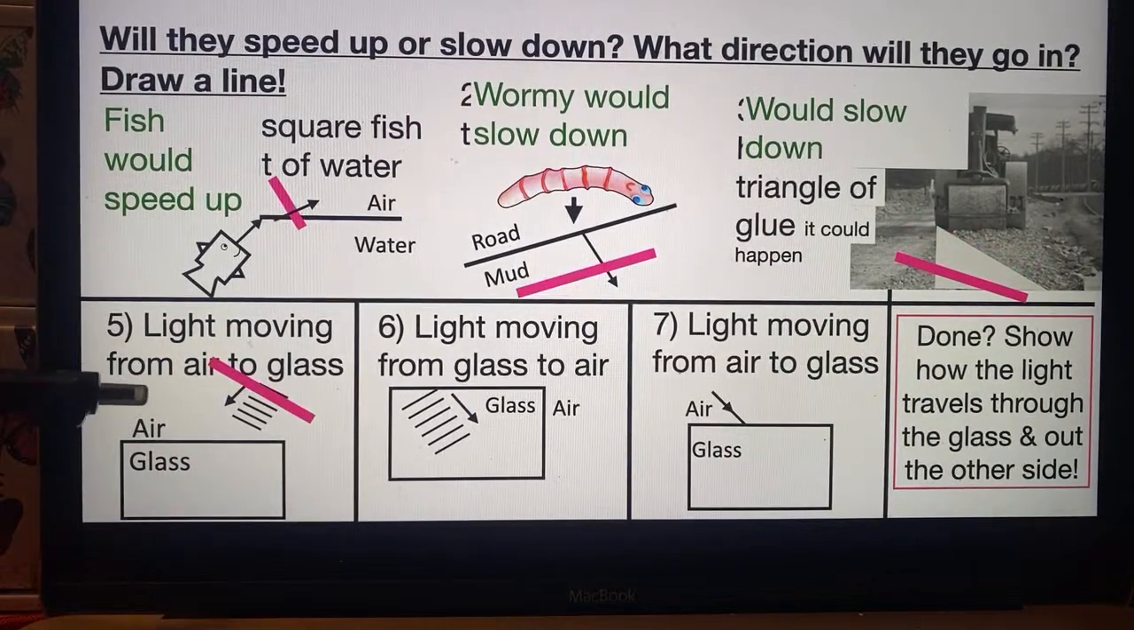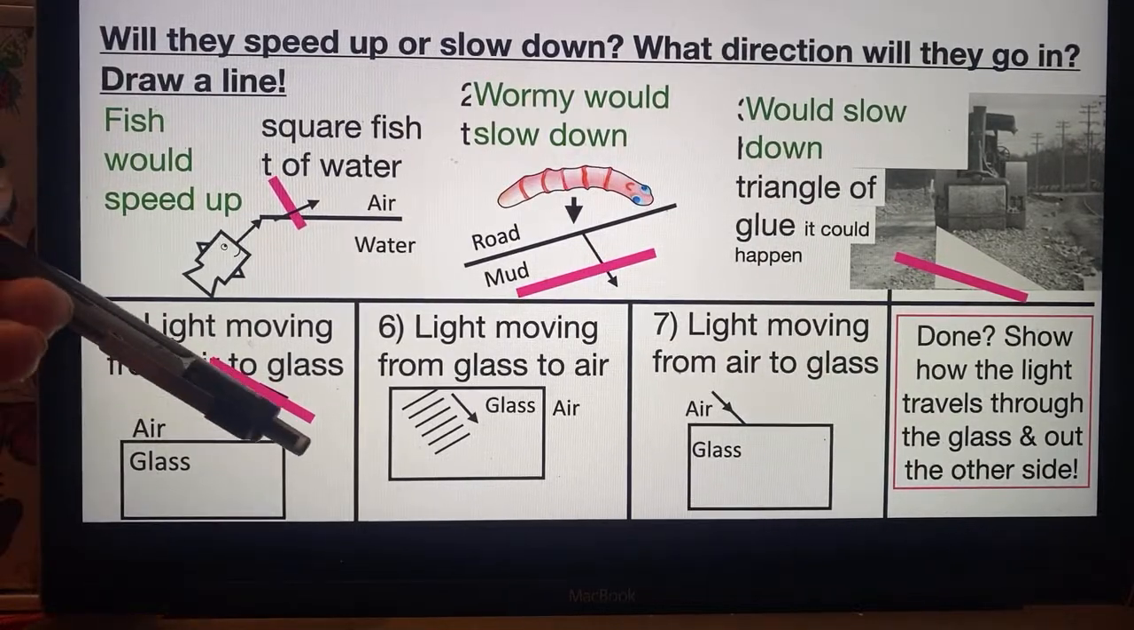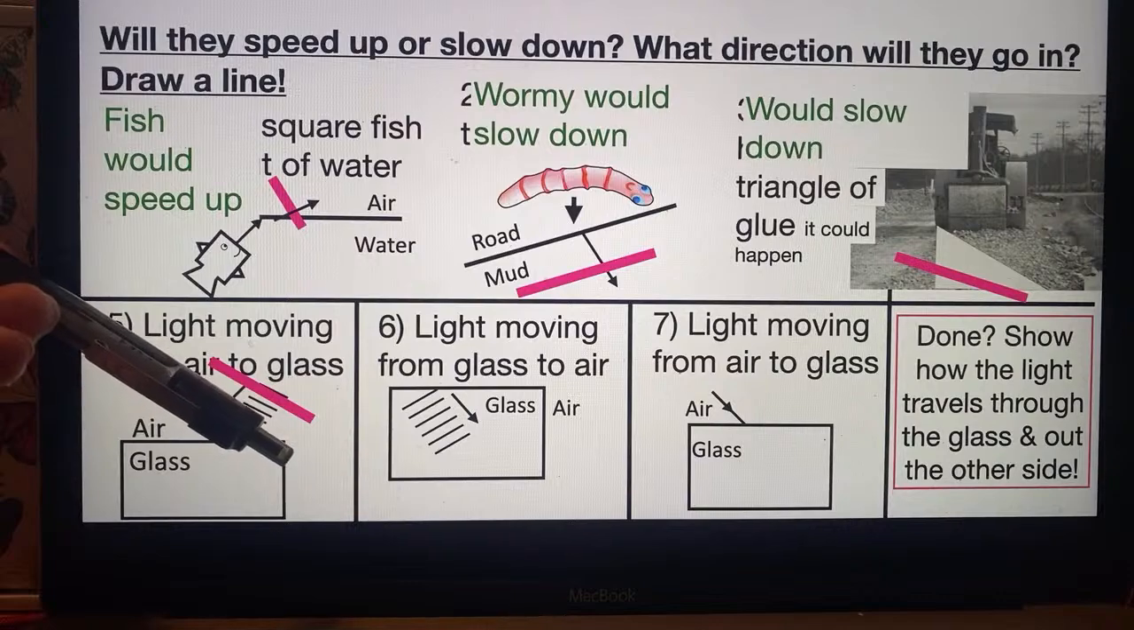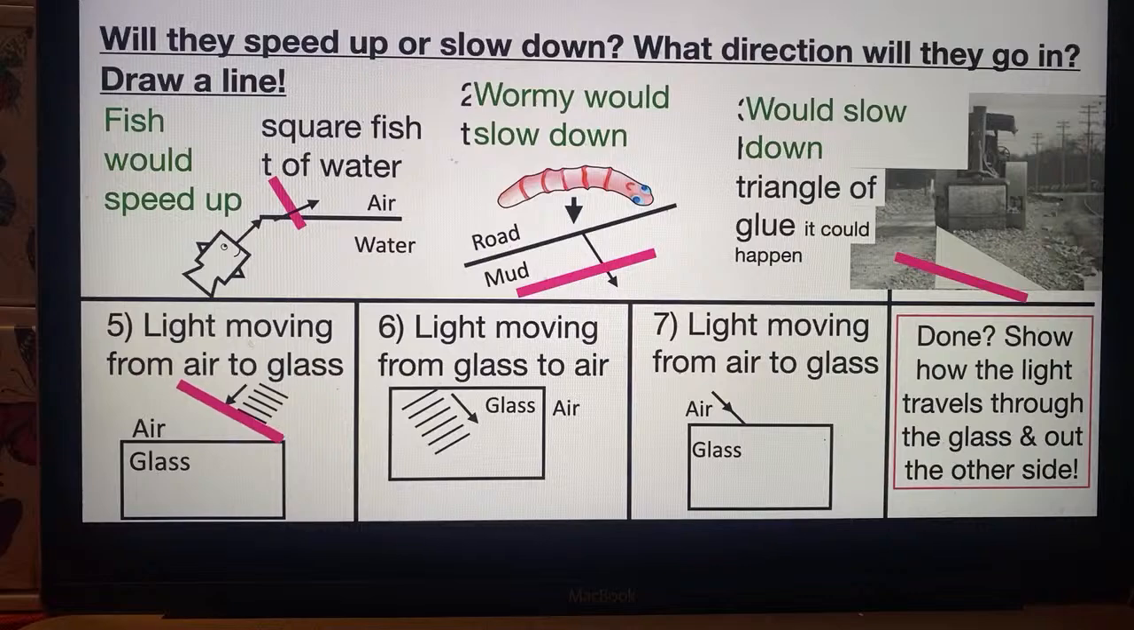Light moving from air into glass, it's moving into glass, so it's going to slow down. The bottom, if you like, of the wave is going to slow down first. So if that bit's moving slowly and the top bit's still moving quickly, it's going to bend sort of towards the glass like that.